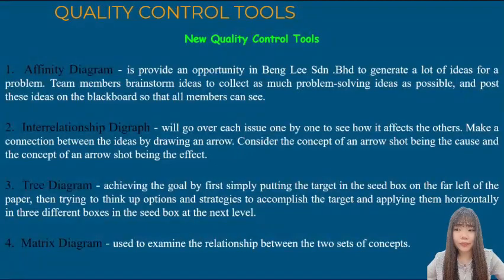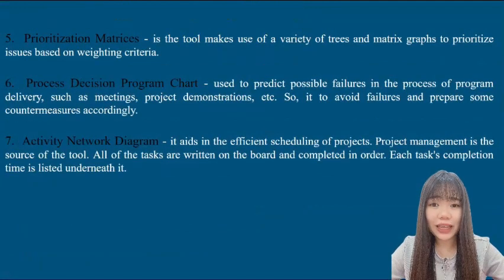Consider the concept at the arrow's start as the cause and the concept at the arrow's end as the effect. Next, tree diagram. Achieve the goal by first putting the target in a box on the far left of the paper, then thinking up options and strategies to accomplish the target and placing them horizontally in boxes at the next level. Number 4, Matrix diagram. Used to estimate the relationship between 2 sets of concepts. Number 5, Prioritization matrix. The tool makes use of a variety of tree and matrix graphs to prioritize issues based on weighting criteria.